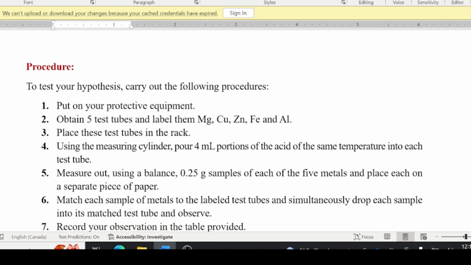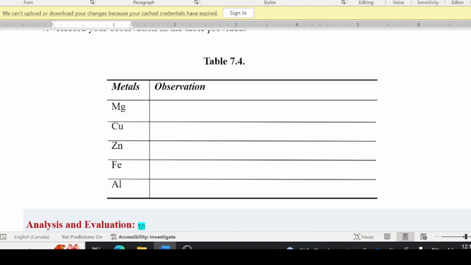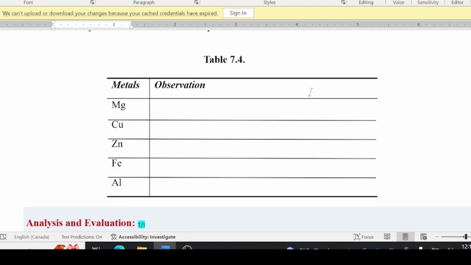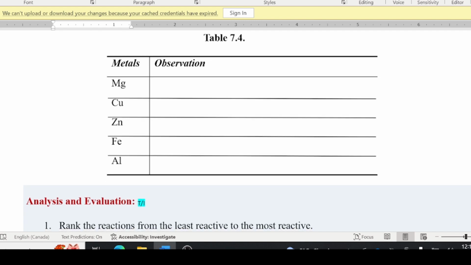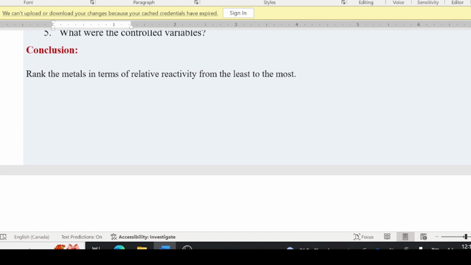Carry that out. There's a procedure there. What you do is get a sample of each of these, and you take test tubes with acid. Label these 5 test tubes with the same amount of acid of the same concentration at the same temperature, and then you add all of these metals at the same time into each test tube with the acid. You can observe the rate at which hydrogen is produced, and you can rank your metals there.